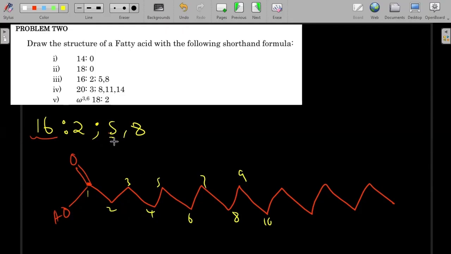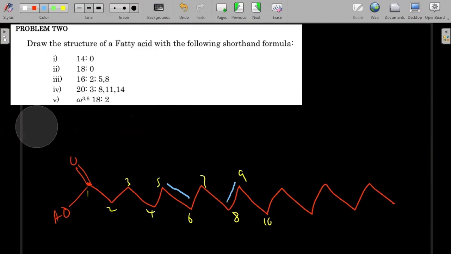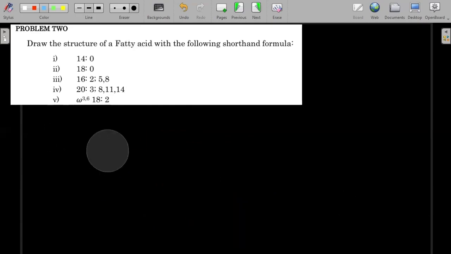And then at carbon number 5, going into carbon number 6, we have a double bond. So 5 is here. So going into 6, we have a double bond. And then at carbon number 8, going into 9, we also have a double bond like that. So that will be the structure there. Right. So let's look at the other one there as well.